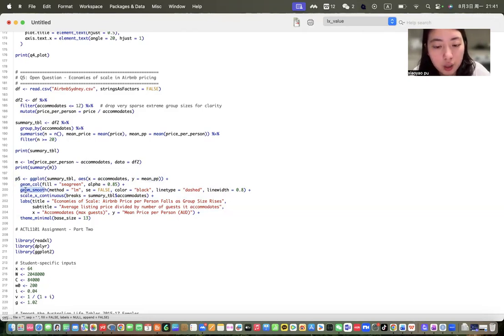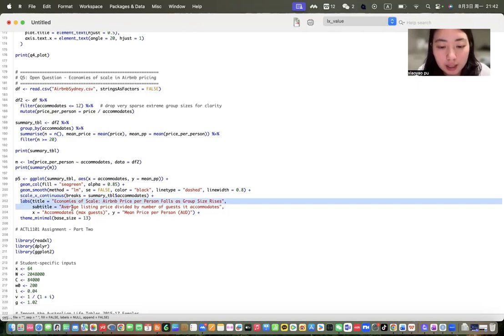I add geom_smooth with method lm to overlay a dashed black straight line, which visually shows the downward linear relationship I found in the regression. And scale_x_continuous just makes sure every group size gets its own label tick on the X axis instead of R choosing arbitrary breaks.